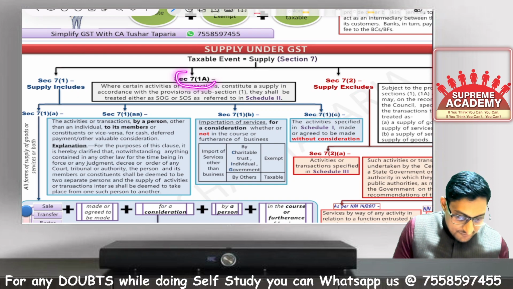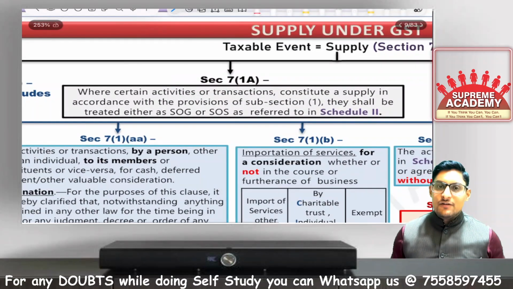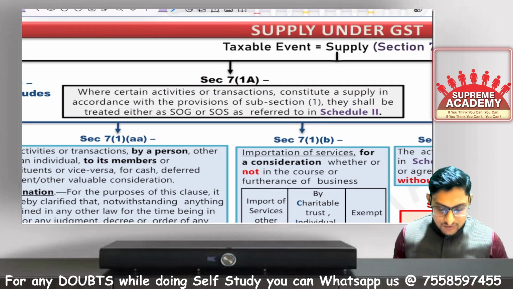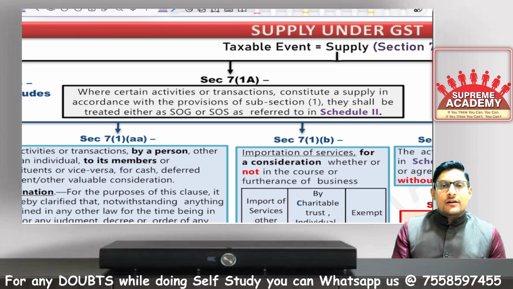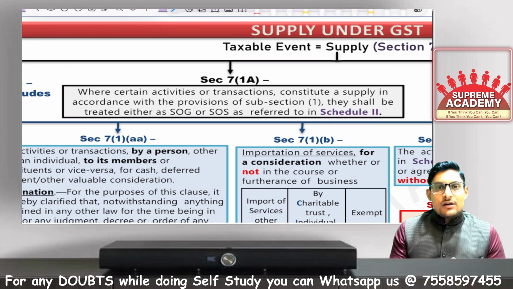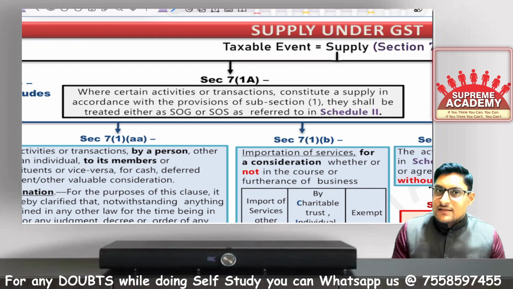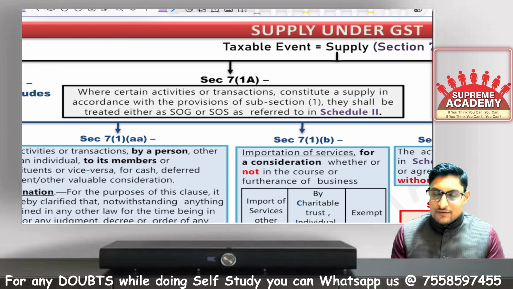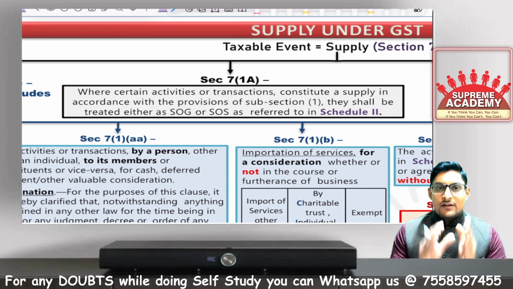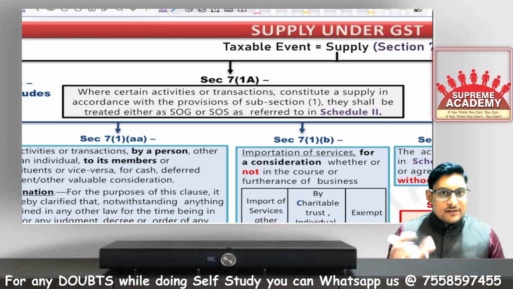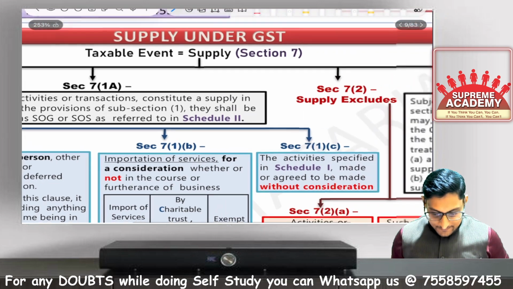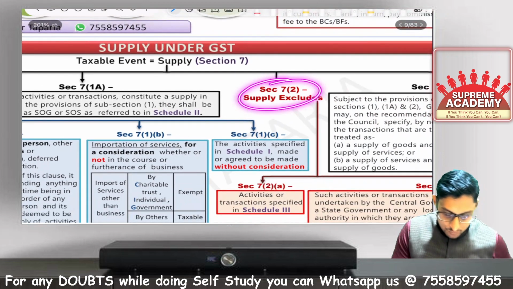Now, coming towards 71 capital A. 71 capital A gives you schedule number 2. The activities specified under schedule number 2 will give you a clarification on whether this transaction should be termed as supply of goods or supply of service. It will bifurcate whether we should term this transaction as a supply of goods or as a supply of service.